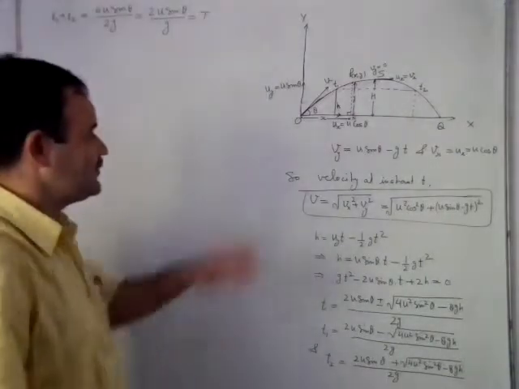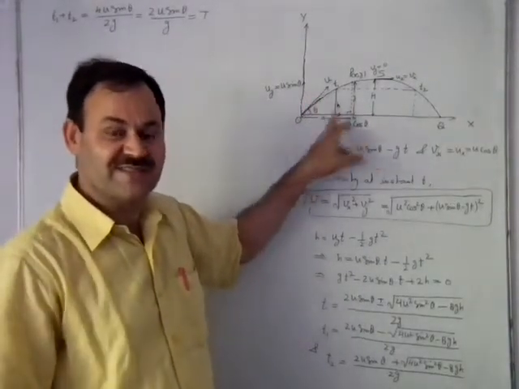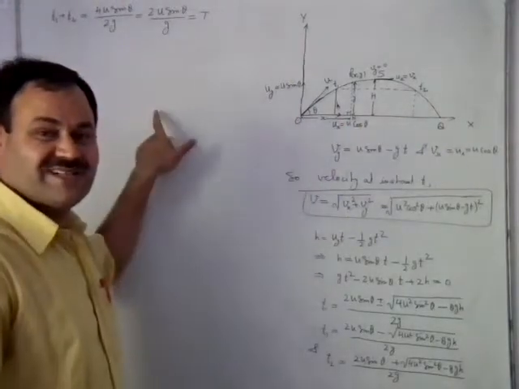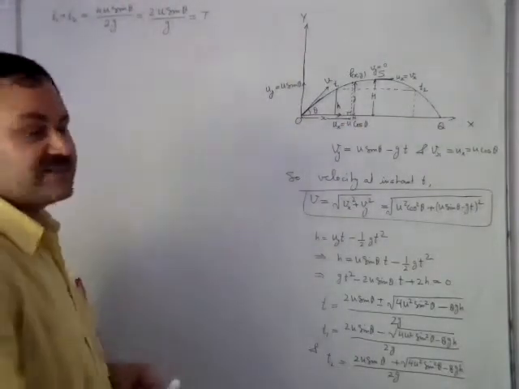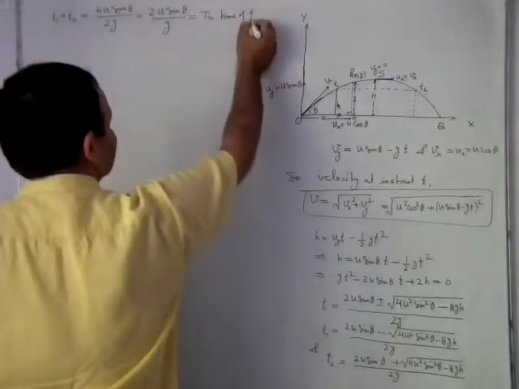It means the sum of these two instants, the sum of these two time intervals T1 and T2, will give us the time of flight. So it is equal to the time of flight.